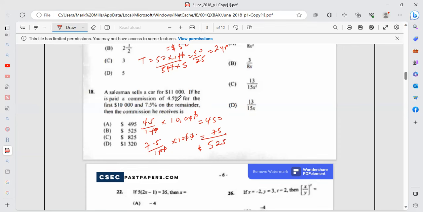So 450 for the first $10,000. That's what we get. Then you get $75 for the last $1,000 left, right? Which would have been this. So the answer would have been B. Any question on that?